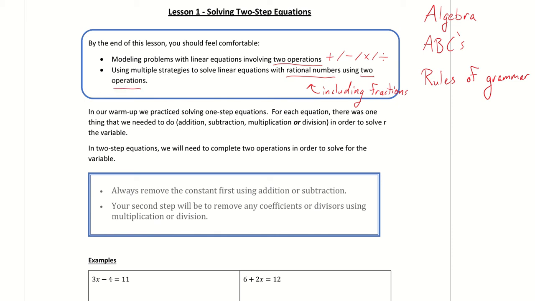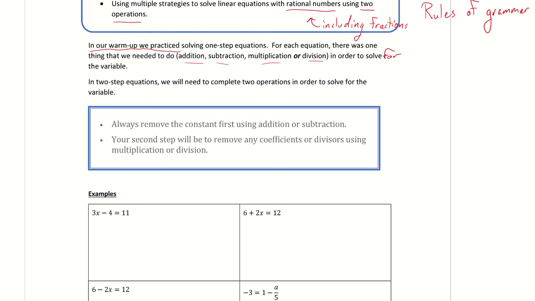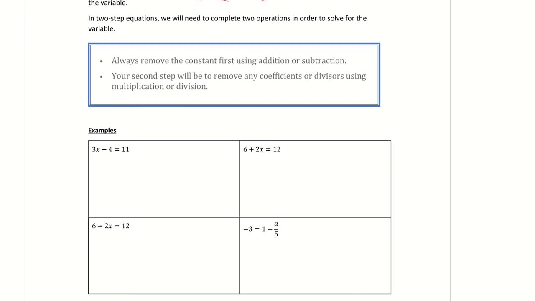So in our warm-up, we practiced, well, we didn't really have a warm-up. We'll just do our best through these notes. So let's just pretend. In our warm-up, we practiced solving one-step equations. For each equation, there was one thing that we needed to do: addition, subtraction, multiplication, or division, in order to solve for the variable. In two-step equations, we will need to complete two operations in order to solve for the variable.